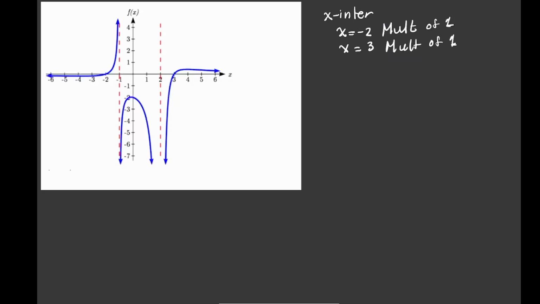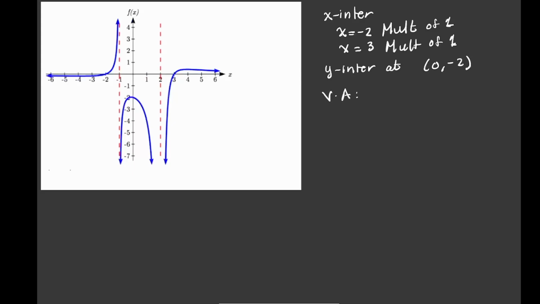Now after I find my x-intercepts, I am going to find my y-intercept, and I know that right here my y-intercept is at -2. Y-intercept at -2. So here I'm going to write it as a point. So 0, -2.